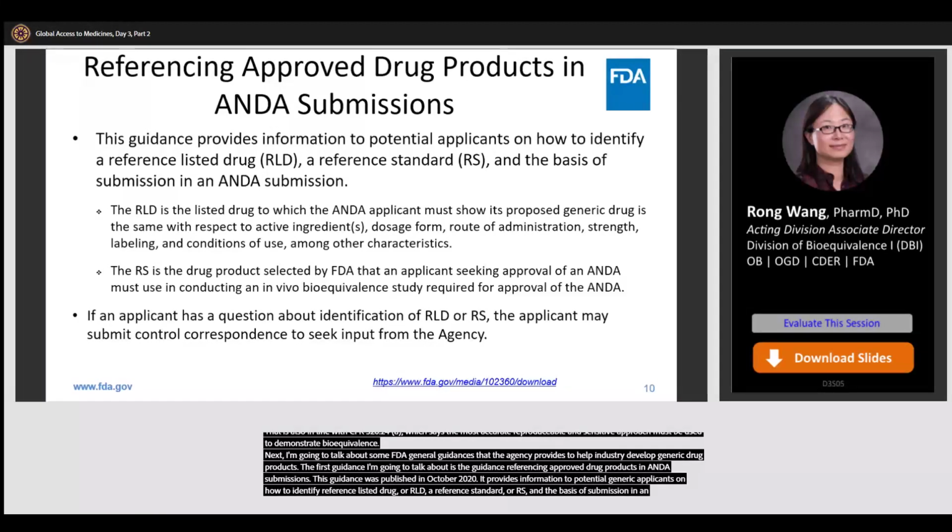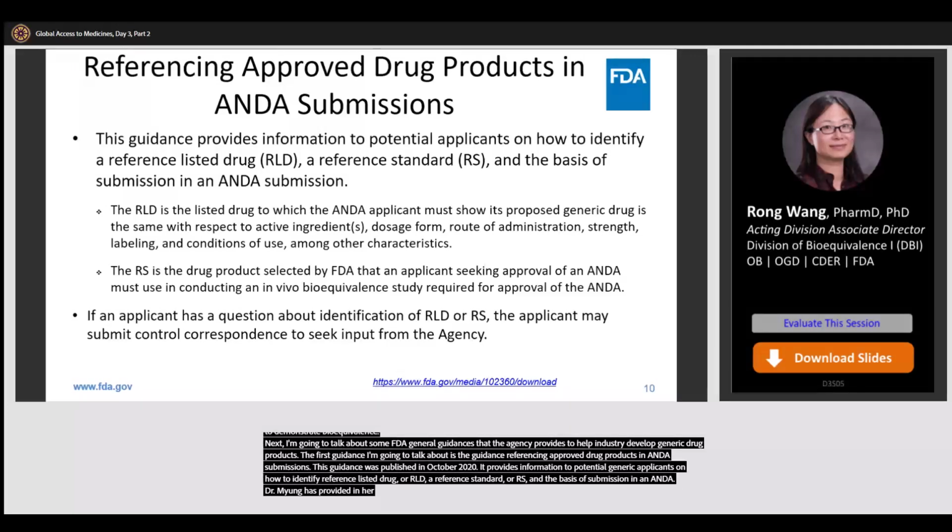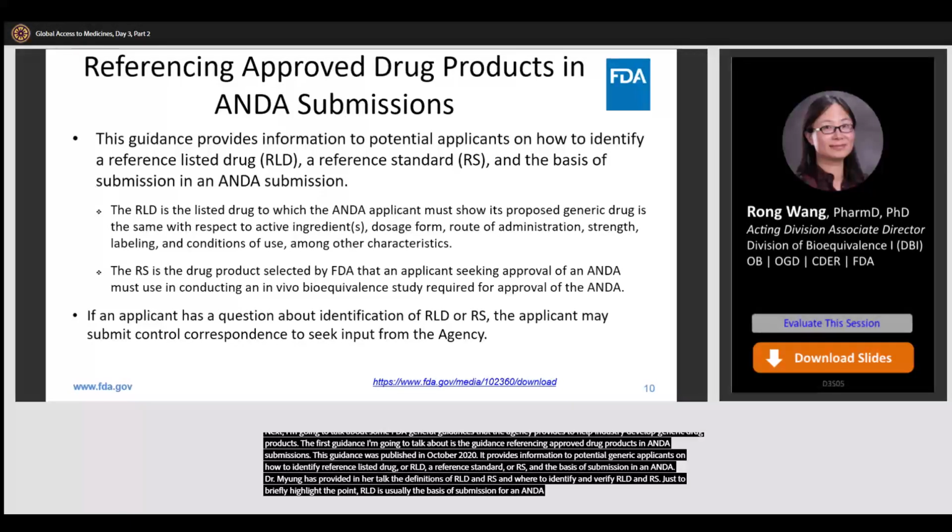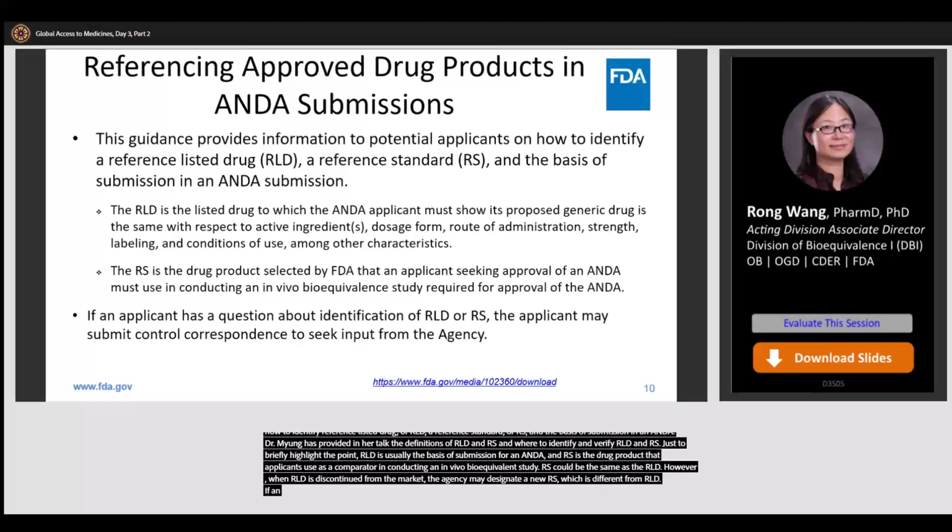Dr. Miang has provided in her talk the definitions of RLD and RS and where to identify and verify RLD and RS. Just to briefly highlight the point, the RLD is usually the basis of submission for an ANDA, and the RS is the drug product that applicants use as a comparator in conducting an in vivo bioequivalence study. The RS could be the same as the RLD. However, when the RLD is discontinued from the market, the agency may designate a new RS, which is different from the RLD. If an applicant has a question about identification of the RLD or RS, the applicant may submit a controlled correspondence to seek input from the agency.